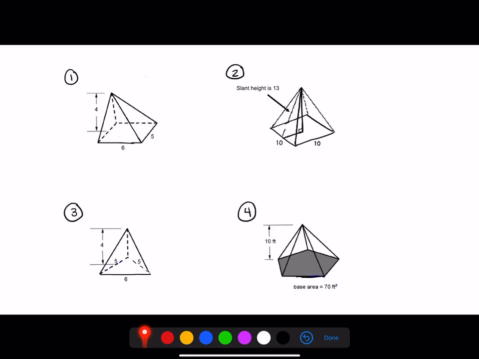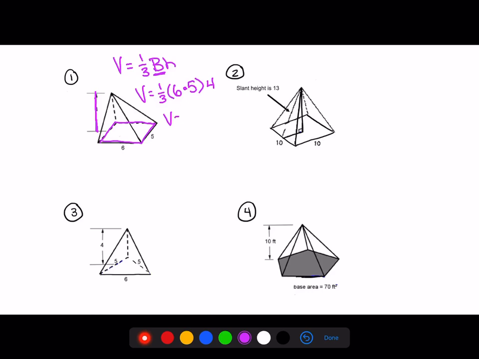So go ahead and practice these problems out one at a time, and I'll be going through them with you guys shortly. All right, so for number 1, volume is equal to 1/3 big B times H, where big B is the area of our base, and looking at number 1, our base is a rectangle. So I'd have volume is equal to 1/3 big B, which is 6 times 5, the area of that base, times the height of our pyramid, which in this case is 4.